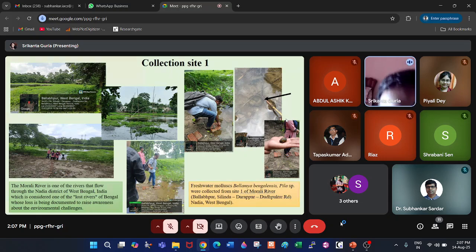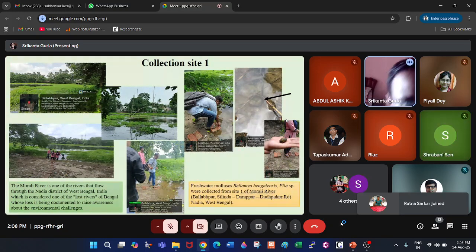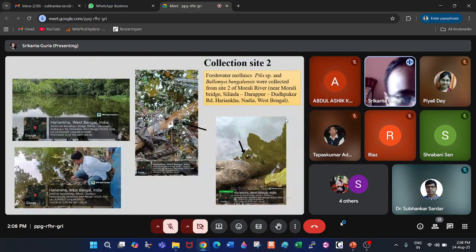We have collected Pila sp. and Belamnia bengalensis from this aquatic site where human interference and anthropogenic sources occur. Next, collection site 2. This site has not been interfered with by any type of human activity. This is site 2 of the Morali River.